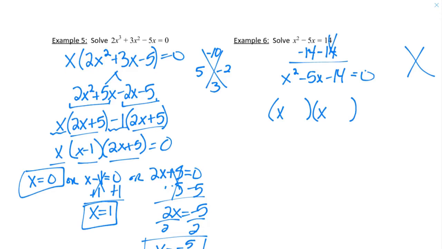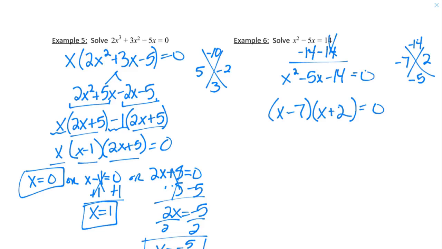So to do that, we're going to look at our a times c, which is 1 times -14, is -14. We look at our b value, which is -5. We need factors of -14 that add to -5. Those factors are going to be -7 and +2. So we'll go ahead and fill those into our binomials. First one would be x minus 7. Second one, x plus 2.